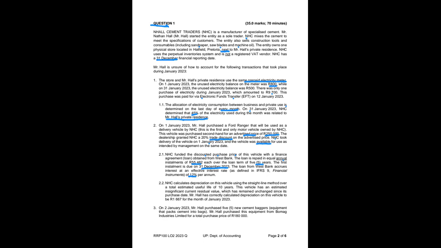Anyway, let's read on to 2.2. It says that NHC calculates depreciation on a straight line method for an estimated useful life of 10 years. The vehicle has an estimated insignificant residual value, and these have remained unchanged since the purchase date. We then see that they've actually calculated depreciation for us correctly at 1,667 Rand. So let's see how we're going to process these journal entries, right?